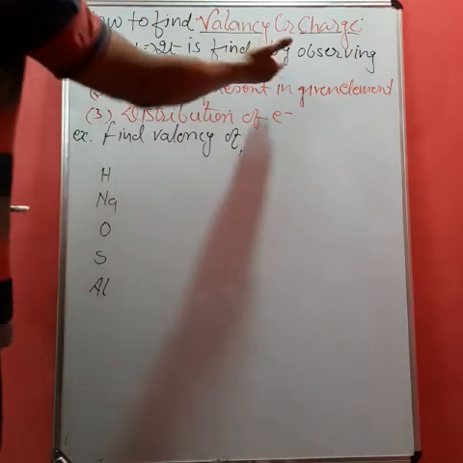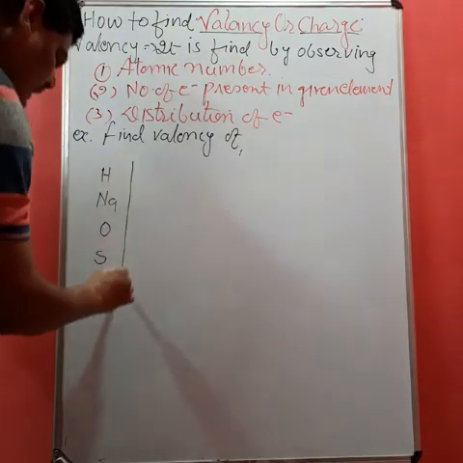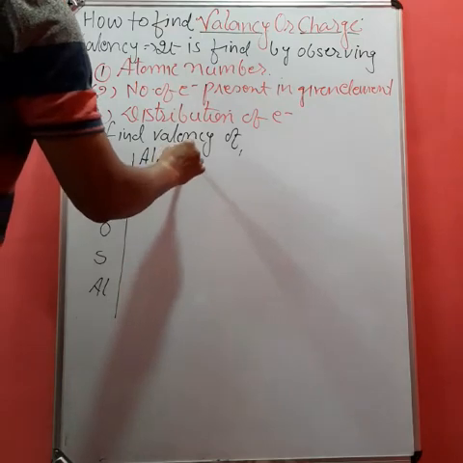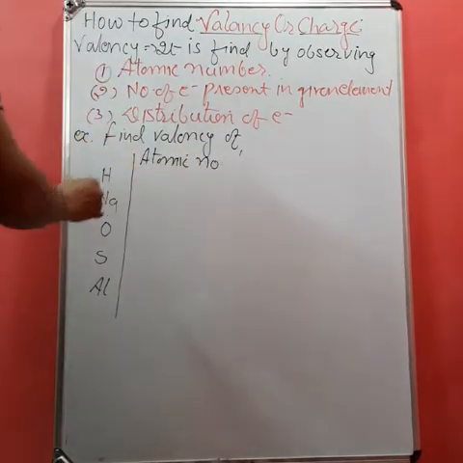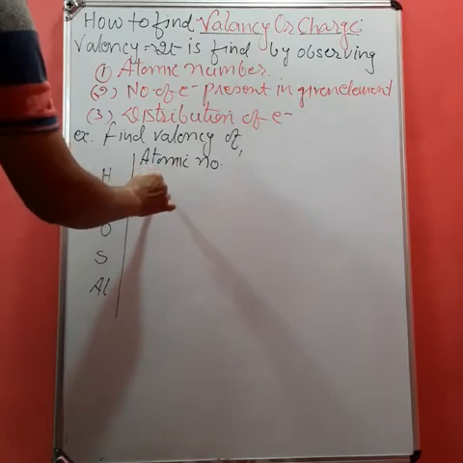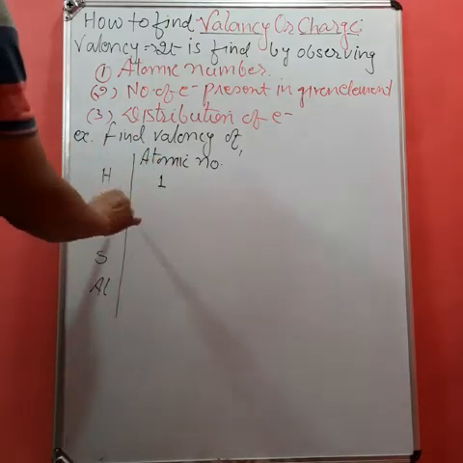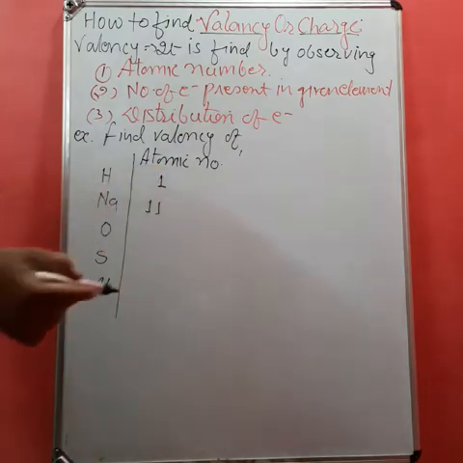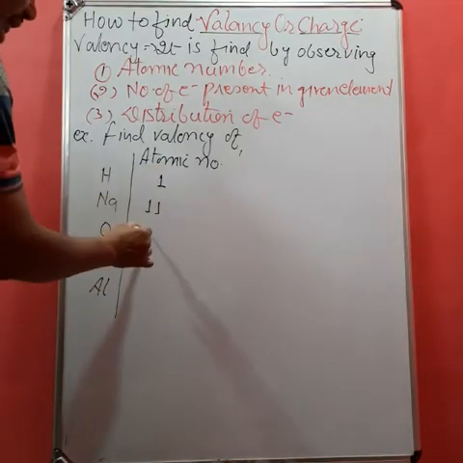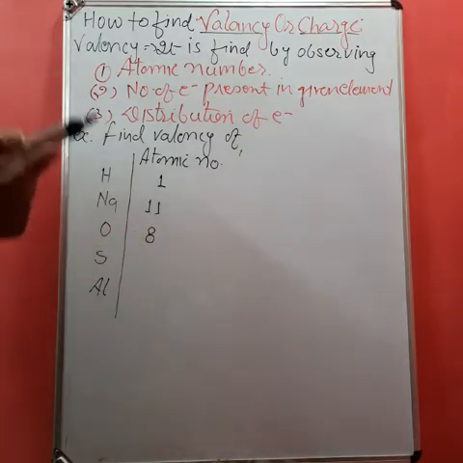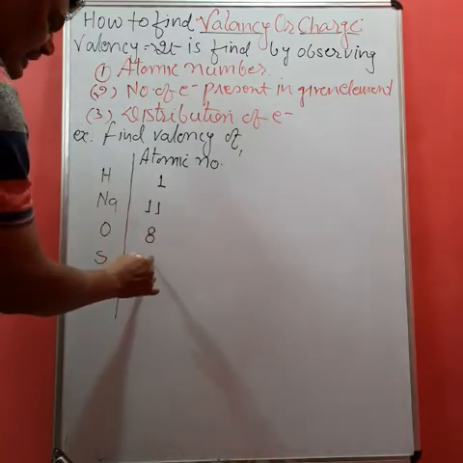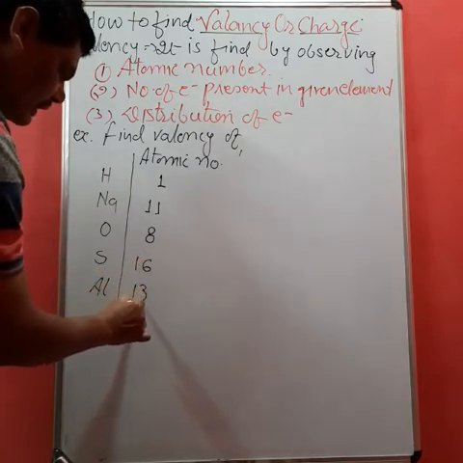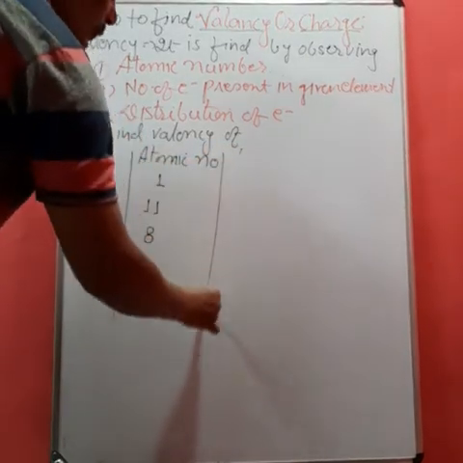I told you, first I have to find its atomic number. What is the atomic number of hydrogen? It is 1. What is the atomic number of sodium? You know it is 11. What is the atomic number of oxygen? It is 8. What is the atomic number of sulfur? It is 16. And what is the atomic number of aluminium? It is 13.